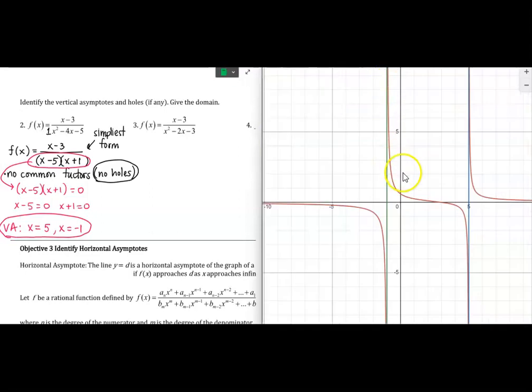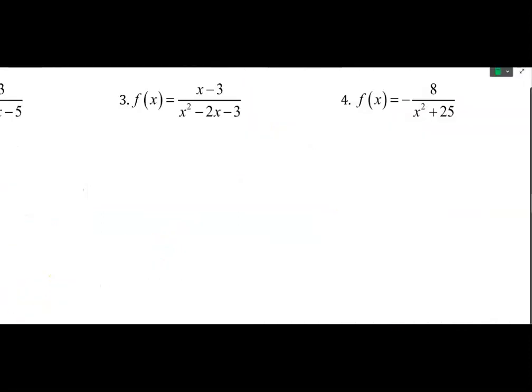Notice that as x is approaching the vertical asymptote of negative 1 from the right, the graph is shooting off to positive infinity. As x is approaching the vertical asymptote of negative 1 from the left, the graph is shooting down to negative infinity. Let's go on to look at example 3.